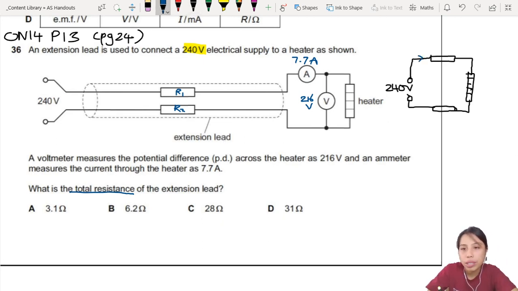We have current measured flowing through is 7.7. This one has resistance, don't know what it is lah. Then your heater, oh yes, we have a potential difference of 216. So the voltmeter here, I put it outside lah, is 216 volts. How do you start?